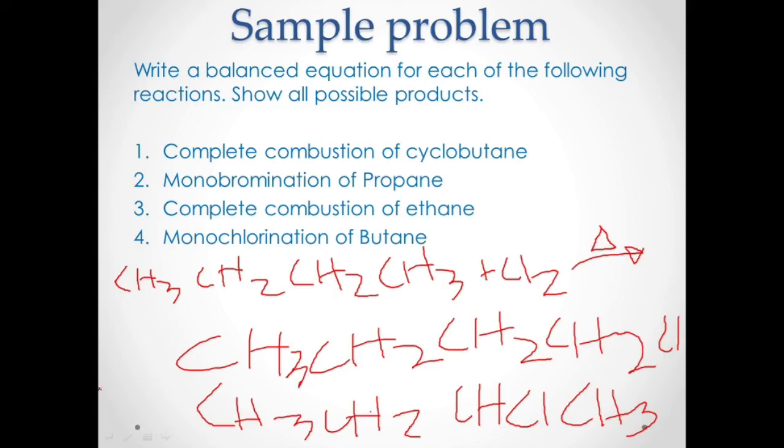Then don't forget your plus HCl, a hydrogen halide. So you have a mixture of products for monochlorination of butane: 1-chlorobutane and 2-chlorobutane. Then you balance your chemical equation. There are 2 butane, 2 Cl2, then you have 2 HCl, then you're done.